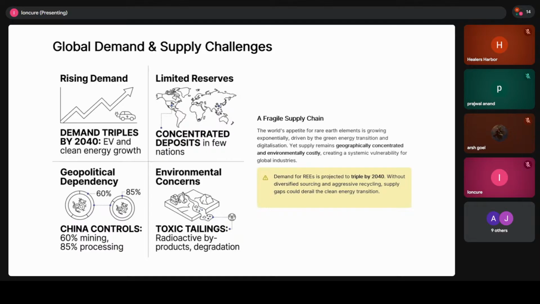The demand for rare earth elements is increasing very rapidly because of digitalization and clean energy transition. Industries such as AI, electric vehicles, renewable energy, and semiconductor manufacturing are all competing for the same resources. However, supply chains remain highly concentrated geographically. This creates a fragile global system because disruptions in one country can affect industries worldwide. Another major problem is that mining and refining rare earth elements are environmentally expensive and technologically complex.